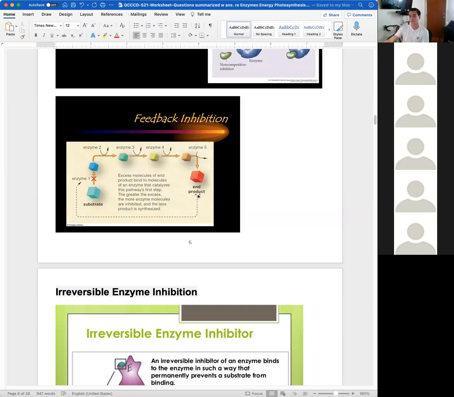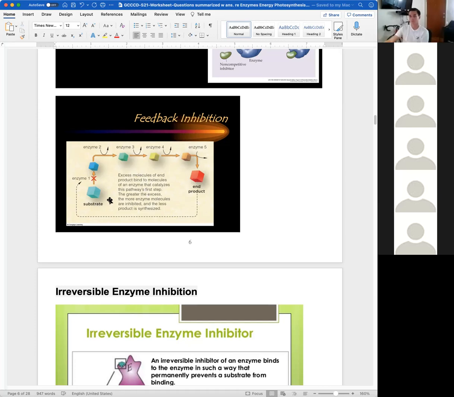And why is that? In this case, we have a blue substrate and a pathway that ends up with this red box, which is the end product that's needed for some process. And as long as it's needed, the pathway will run because the end product does not accumulate. Once there's no need for this red box, it will accumulate.